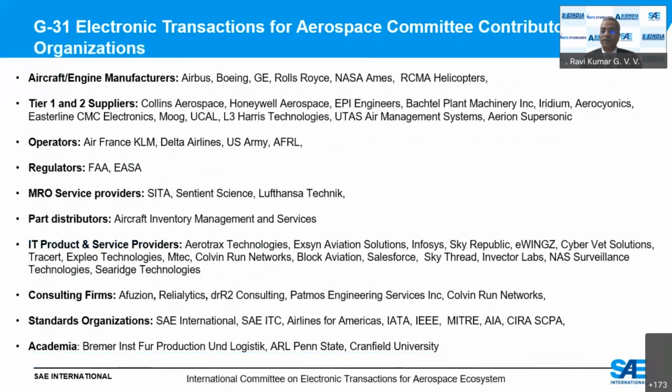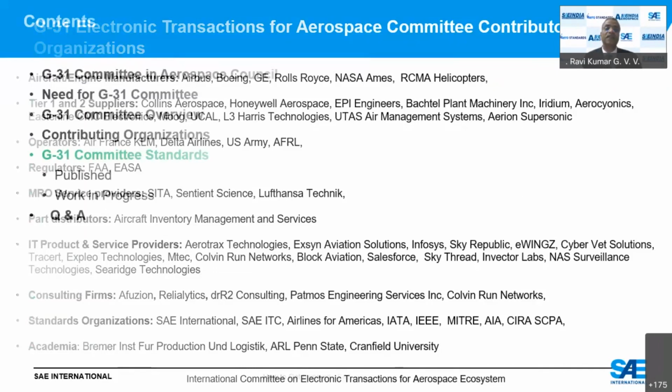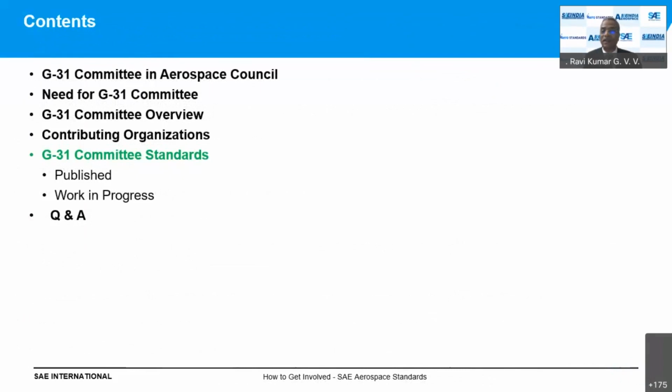If you look at the overall contributors of this committee, we have people from OEMs: Airbus, Boeing, GE, Rolls-Royce, NASA, and also the RCMA helicopters division. We have Tier 1 and Tier 2 suppliers from Collins Aerospace to Honeywell to Aero and Supersonic. We have the operators: Air France, KLM, Delta Airlines, US Army, and so on. We have the regulators on board, FAA and EASA. Then MRO service providers, part distributors, IT product and service providers, consulting firms, and standards organizations in academia. All these people are on this committee. We need this diversity to bring different perspectives of the ecosystem in developing the standards. So that's a quick summary about the committee.